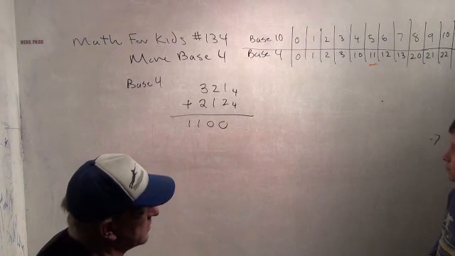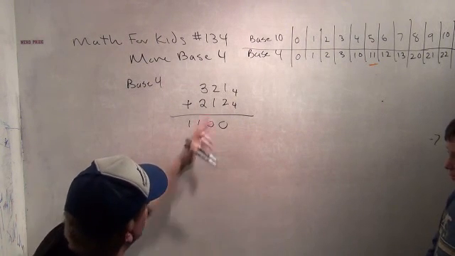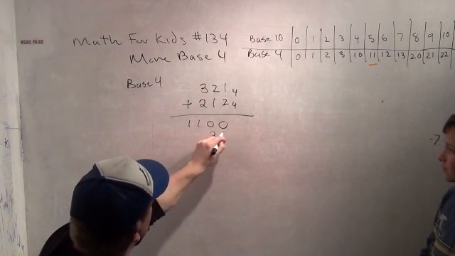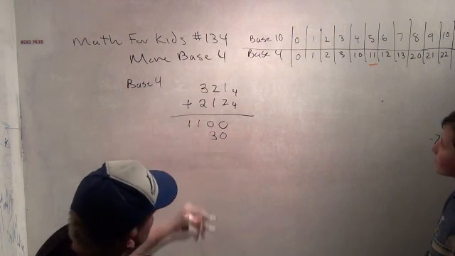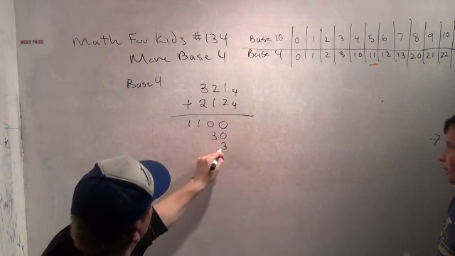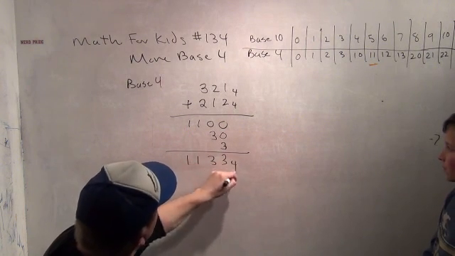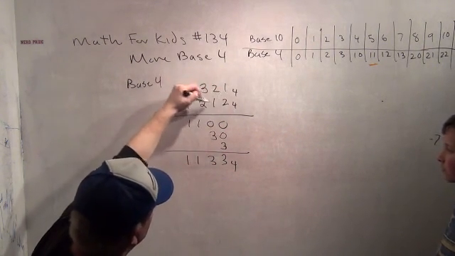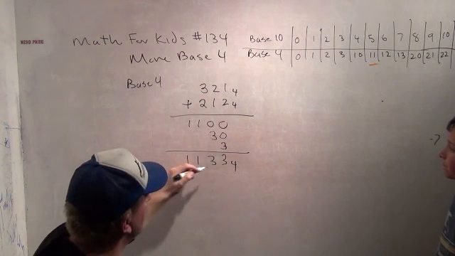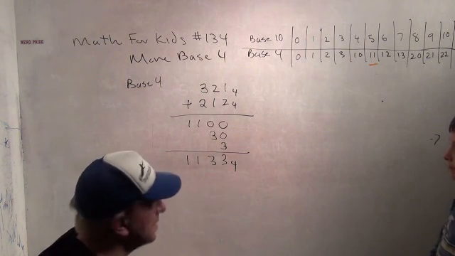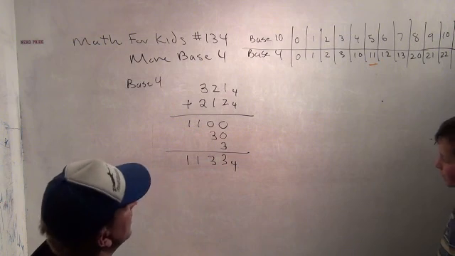What's 2 plus 1? It's 3. And this is the 4's column, so we're going to write it 3, 0. And what's 1 plus 2? 3. Okay? So this should be 1133 base 4. So 321 base 4 plus 212 base 4 is 1133 base 4. Okay? Should we check and see if that's true before I let you do one? Yeah.